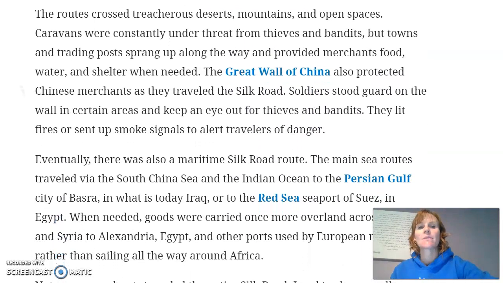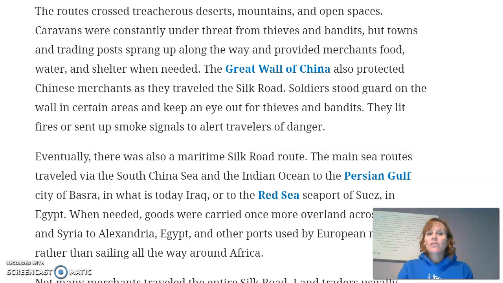Next paragraph. The routes crossed treacherous deserts, mountains, and open spaces. Caravans were constantly under threat from thieves and bandits, but towns and trading posts sprang up along the way and provided merchants food, water, shelter when needed. The Great Wall of China also protected Chinese merchants as they traveled the Silk Road. Soldiers stood guard on the wall in China areas and kept an eye out for thieves and bandits.